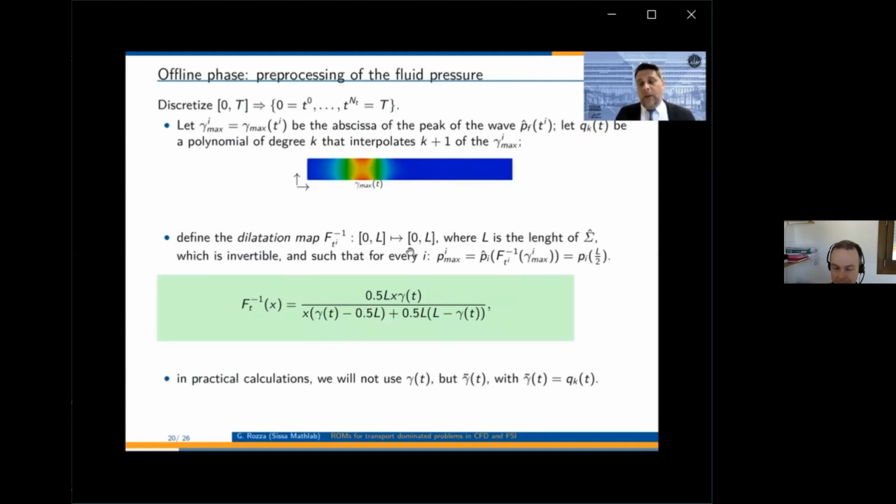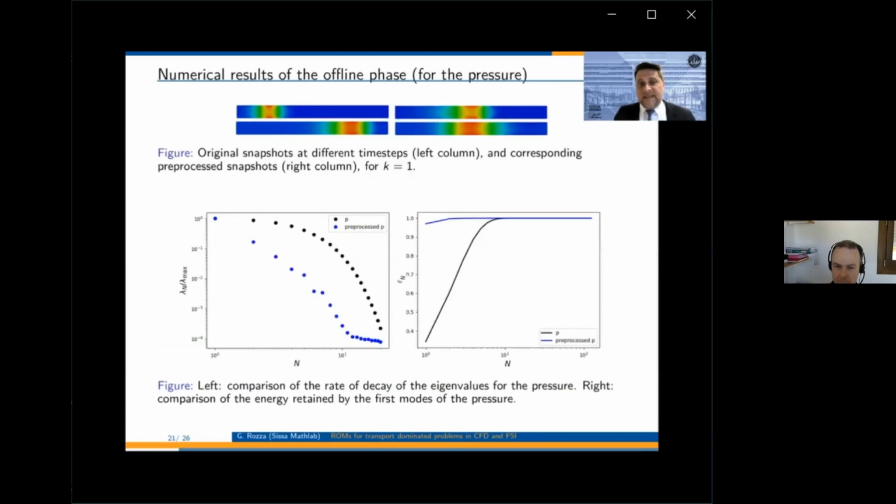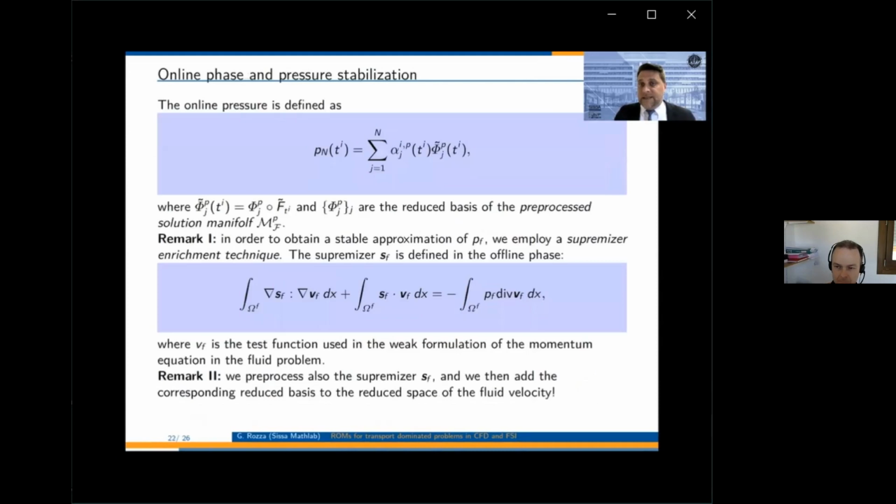To enhance this physical transformation, we are also going to introduce some interpolation technique in order to save computational cost. Here we can see that the pressure recovery with this pre-processing is enhanced, and also the energy recovery in the system with the pre-processed pressure is behaving better compared with the classical POD approach.